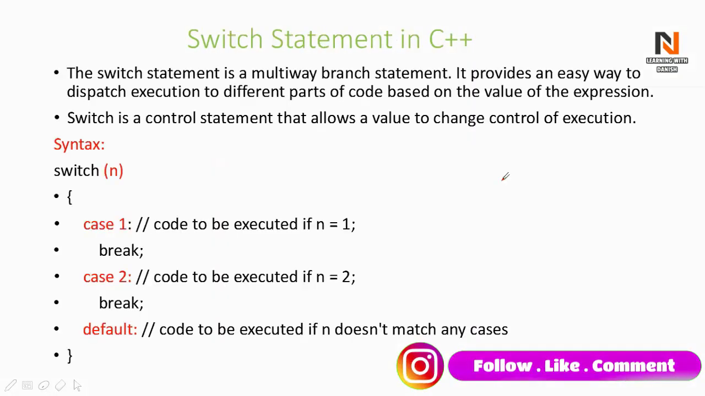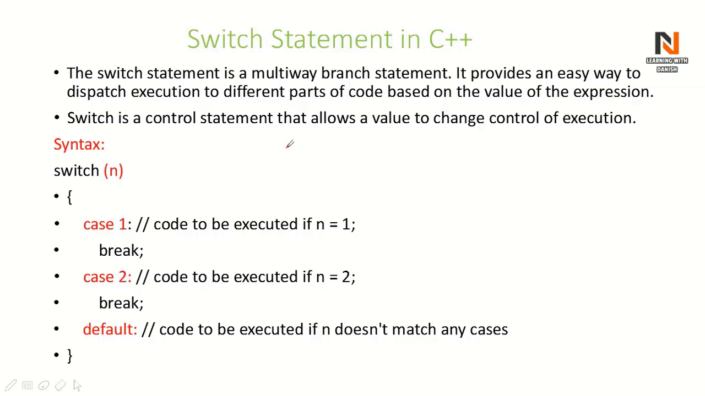Switch statement. Such a statement is a multi-way branch statement. It provides an easy way to dispatch execution to different parts of code. It means it wholly depends upon the condition. For example, if n is equal to 1, then case 1 will be executed. And the break statement is basically used for going outside the loop. If n is equal to 2, then case 2 will execute. If the value of n is neither 1 nor 2, then by default this code will execute.